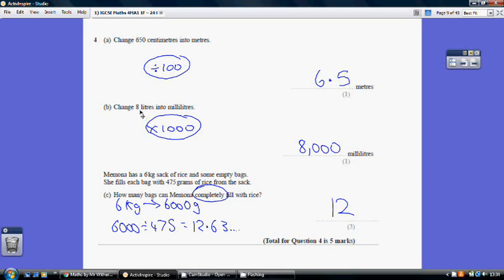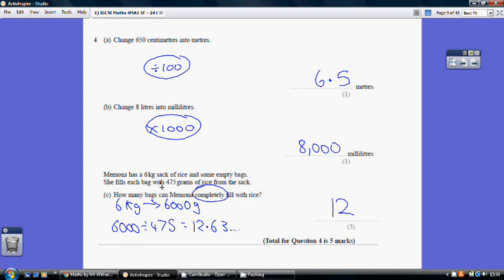Now for part B, we've got to change 8 litres into millilitres. Well, milli or kilo, they're all to do with 1,000. Remember, centimetres is the only one dealing with 100. Now millilitres are tiny, so there are going to be lots of these. So it's 8 times 1,000, which is 8,000.